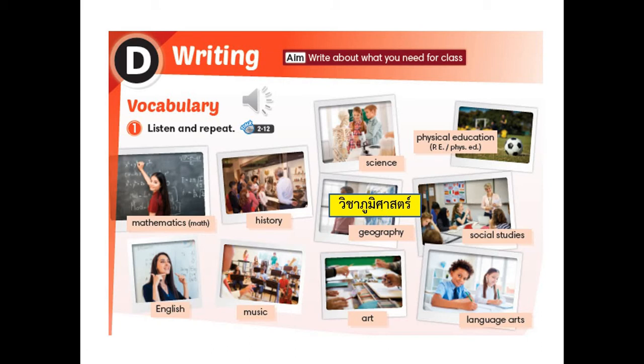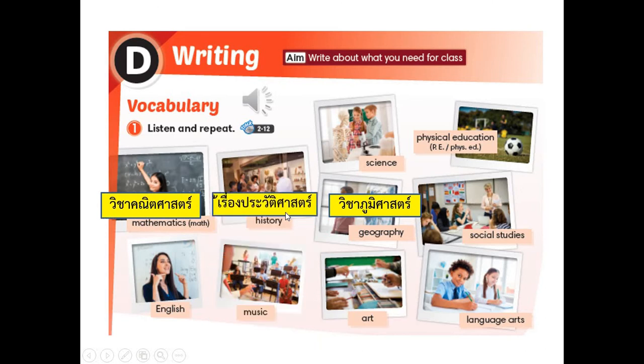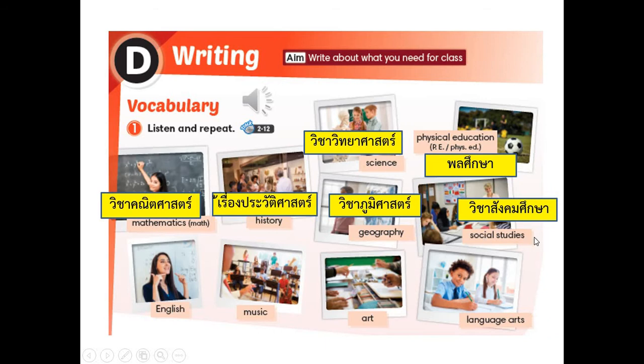Now, let's move on to mathematics. This is the meaning in Thai. Next, history. Another meaning in Thai. Next, science. I think this is Witthayasat. Am I right? Now, let's move on to physical education. This is the meaning in Thai. Next, social studies. This is the meaning in Thai. Next, this is English, Wicha Phasa Angkrit.